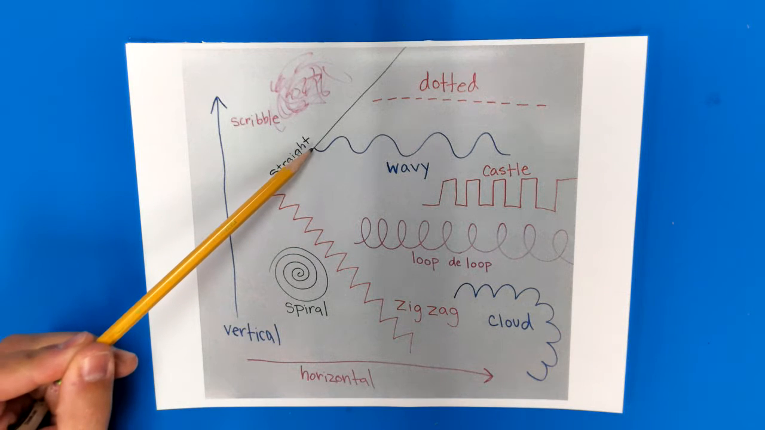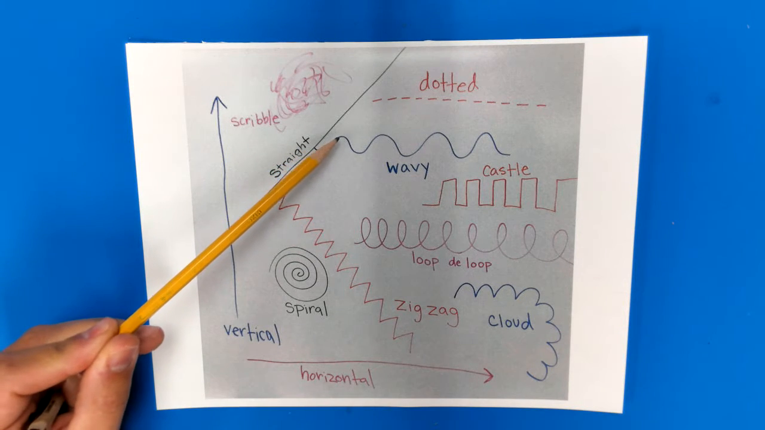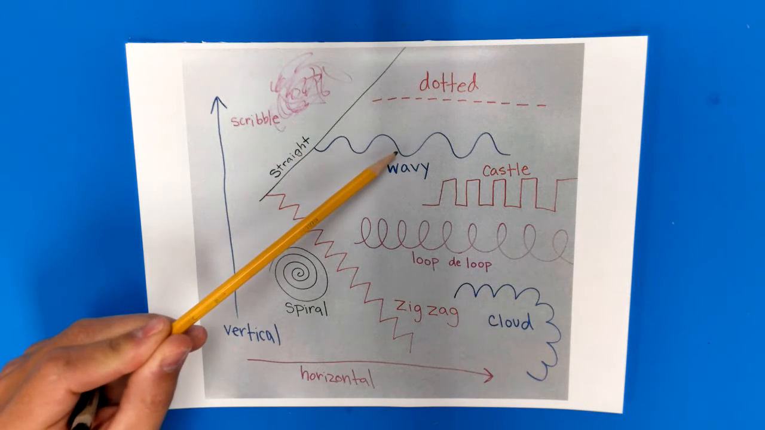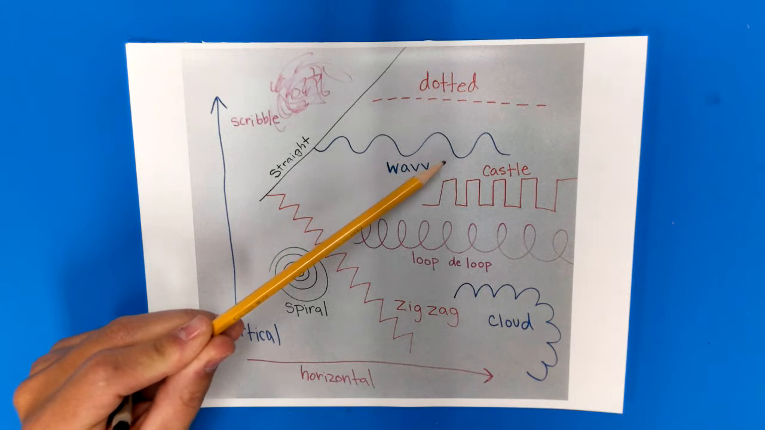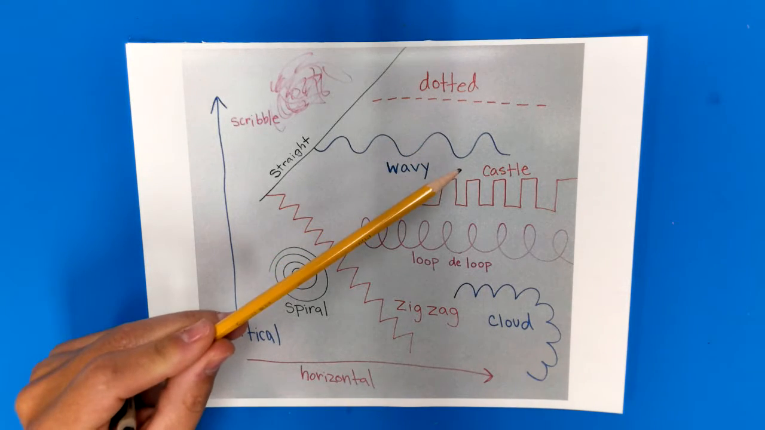Then we have our wavy or our curvy line. And I say it's wavy or curvy because there's no points. Everything's smooth, lots of nice hills that you would be able to run up and run down.